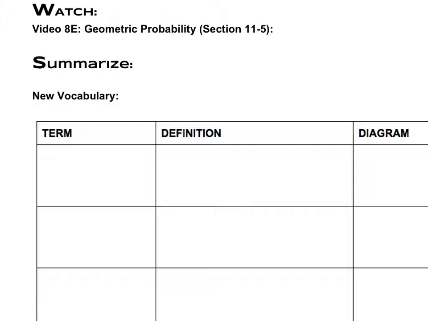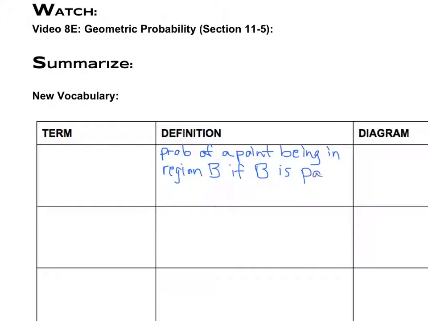So the new vocabulary that we need here, first of all, is what is geometric probability? I'm going to start with the definition. That is the probability of a point being in some region, which we're going to call region B, if region B is part of a larger region A.